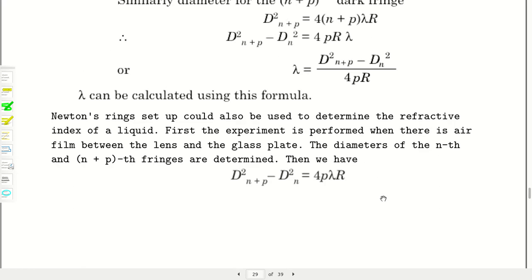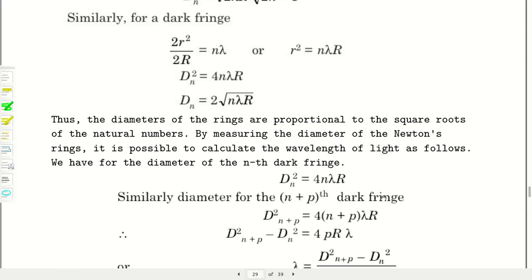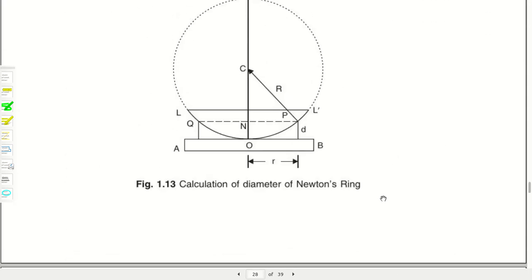Conversely, if lambda is known, you can find the refractive index of an unknown liquid. How? Let us put the liquid into this gap. Let us suppose an oil, whose refractive index you don't know. Just put the oil in this setup. So the oil will fill this air gap, and now the thin film is made up not of air but of oil.